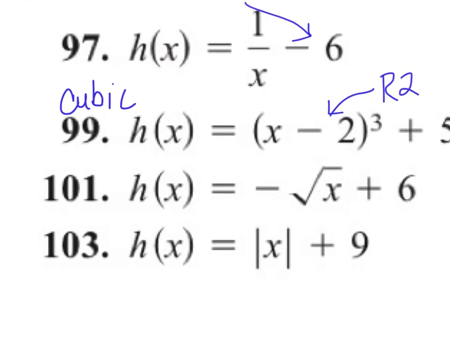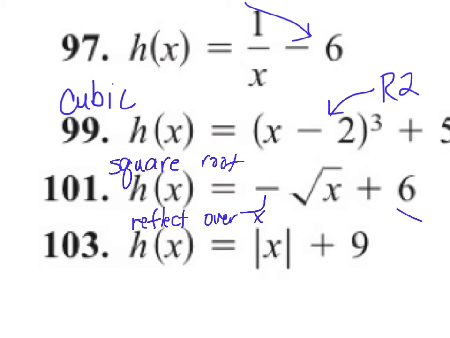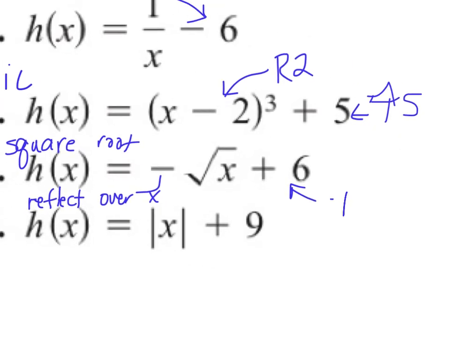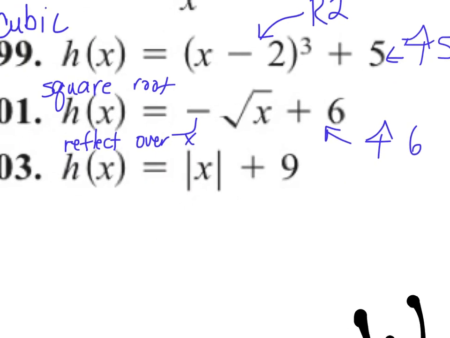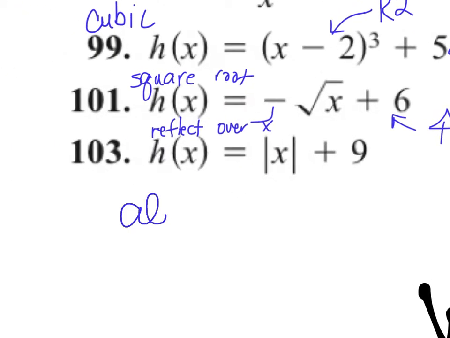What family is 101? Square root. How do you know it's a square root? Because there's a square root. It's literally that easy. What's this negative in the front mean? Good. Reflect over x. You got to tell me which way. What does this plus 6 mean? Perfect. What family is this? 103. Absolute value. Good. What does that mean? Perfect.